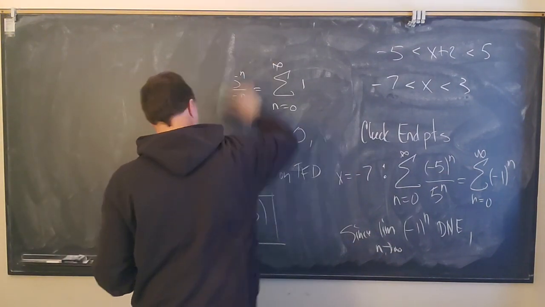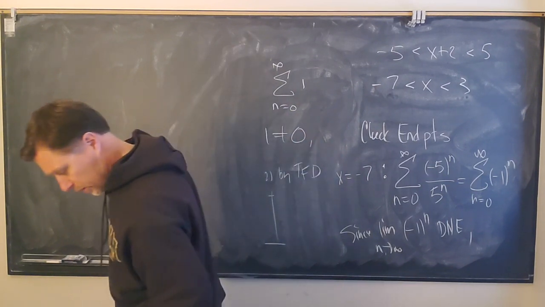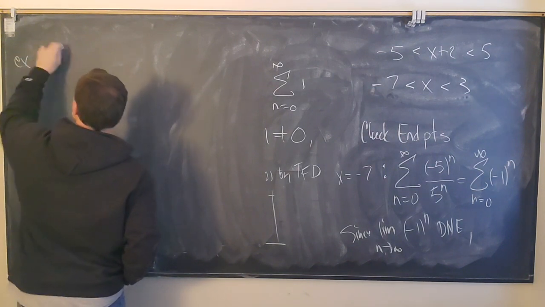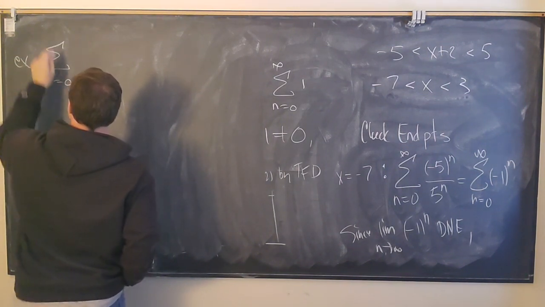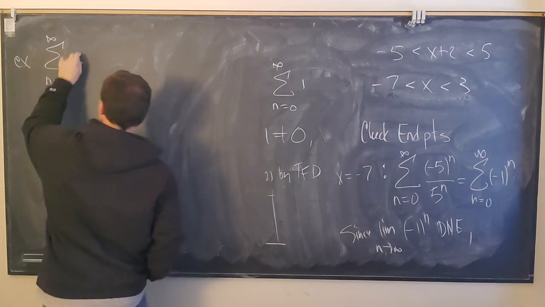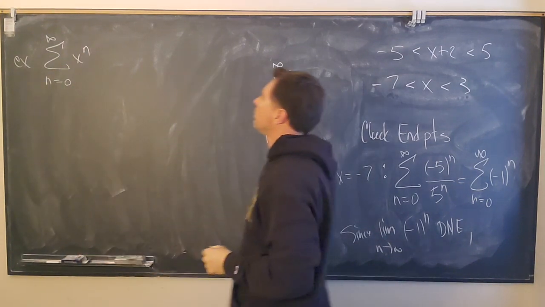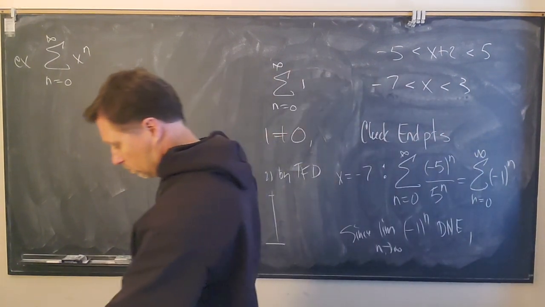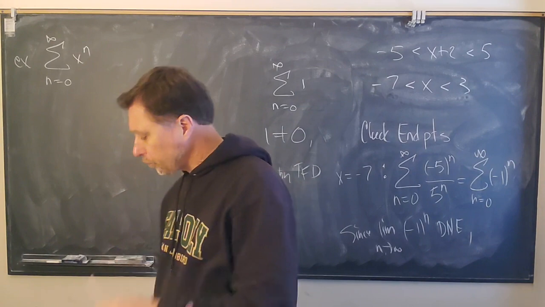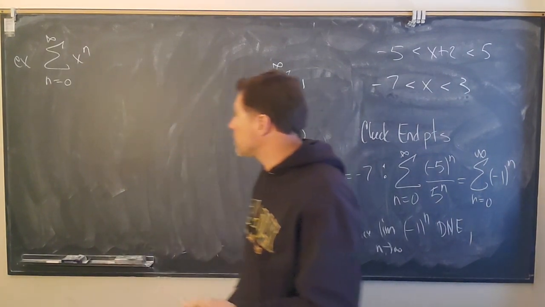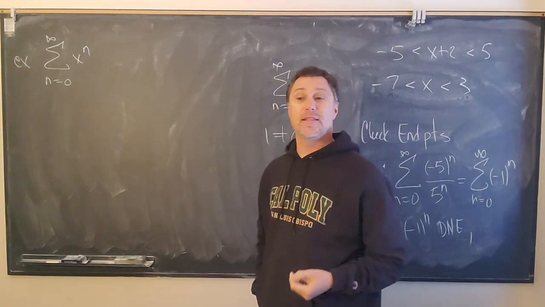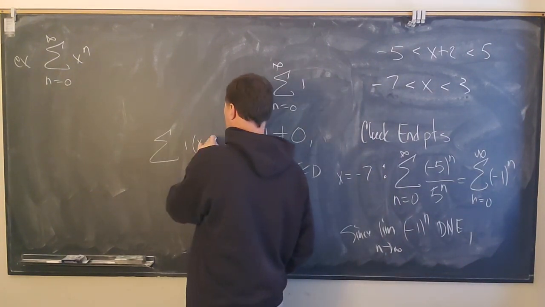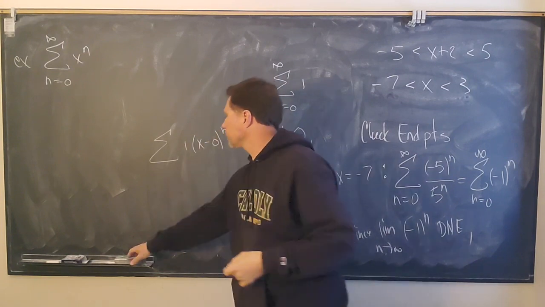And let's go on to another example now. So I'd like to look at this one here. Here's a power series: the sum from n equals 0 to infinity of x to the n. Its center is 0, so if you want to get technical, it's really 1 times (x minus 0) raised to the n.